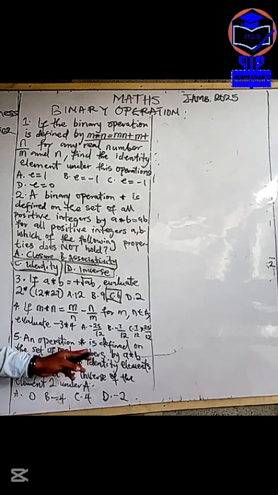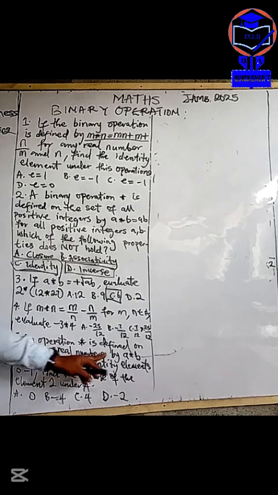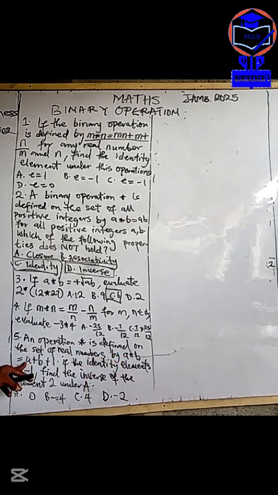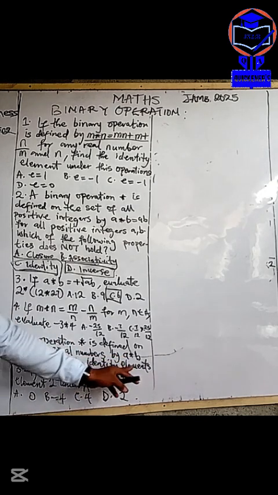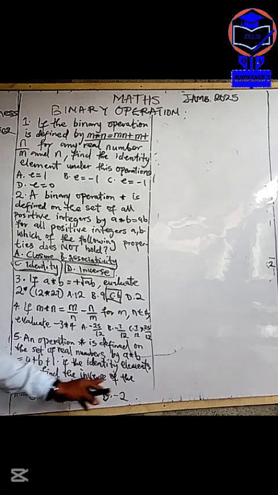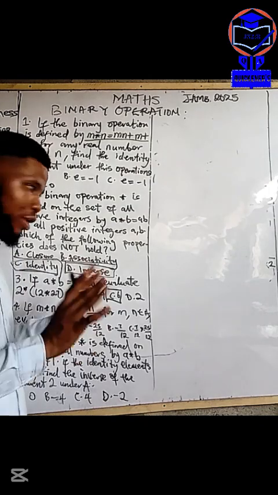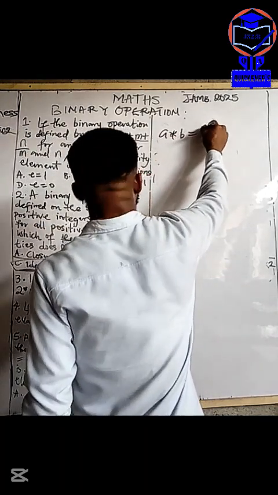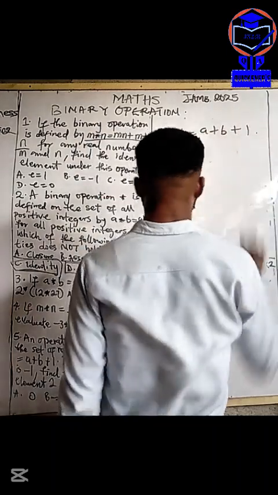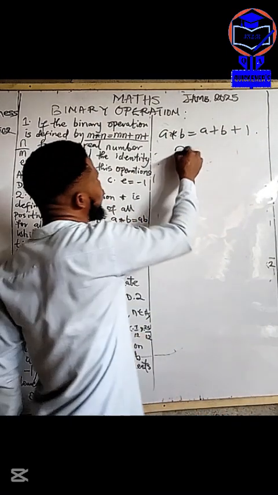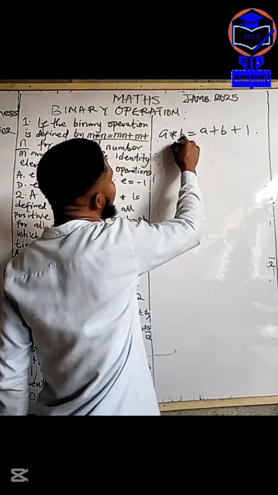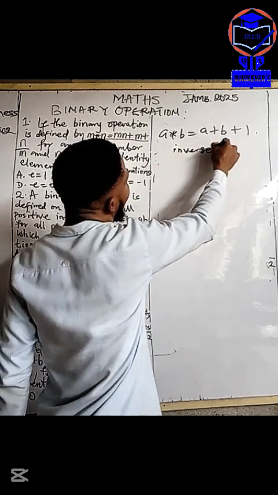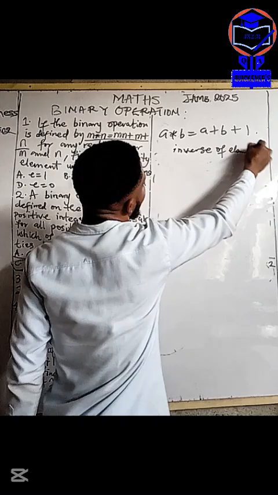It says an operation as stated is defined on the set of real numbers. Real numbers again. Alright? A operation B is what? A plus B plus 1. If the identity element is what? Minus 1. Find the inverse of the element 2. Alright, we are looking for the inverse. Real number, okay? So A operation B is what? A plus B plus 1. And we are looking for the inverse of 2. Inverse of element 2.